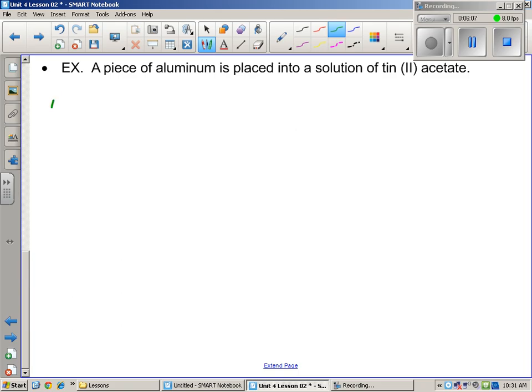Okay, a piece of aluminum is placed into a solution of tin 2 acetate. Swap and drop, tin 2 plus, acetate's a 1 minus. Even if it doesn't say solution, like I just finished telling you, if you took a chunk of aluminum and stuck it into a beaker full of tin 2 acetate, you know what happens? Probably nothing, because there's no way for those two things to react together. There's no medium, if you want. So one has to be in a solution, usually.